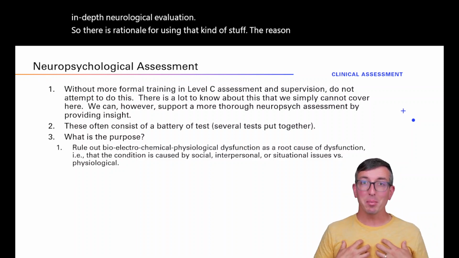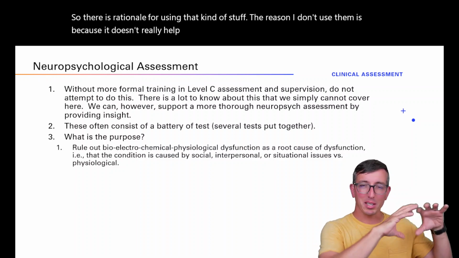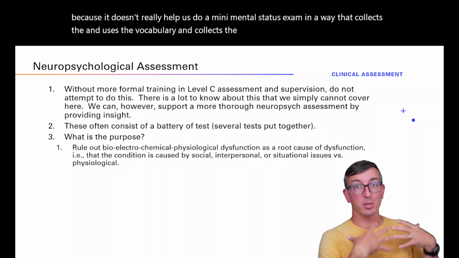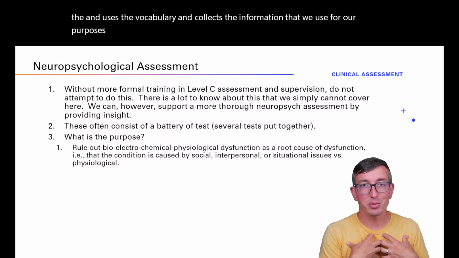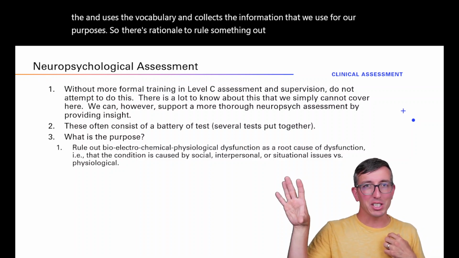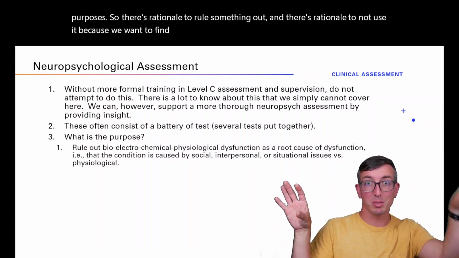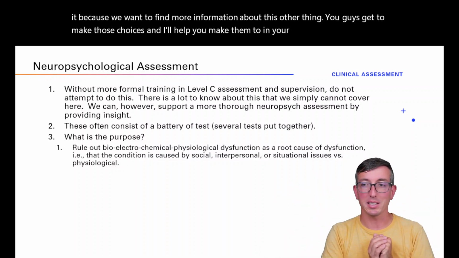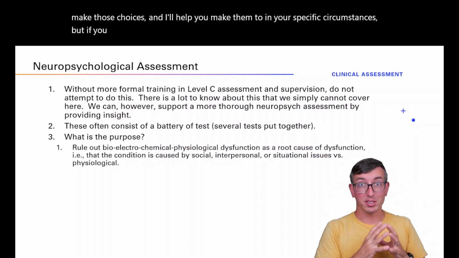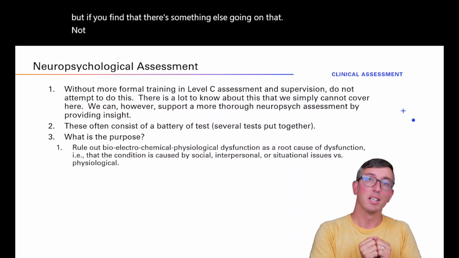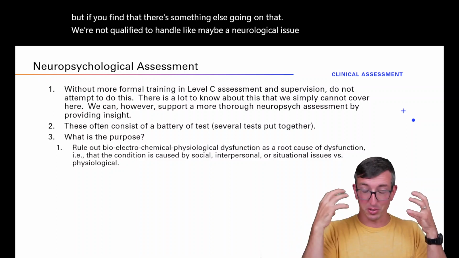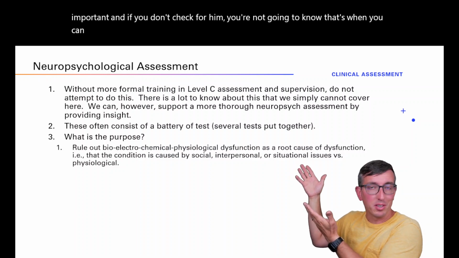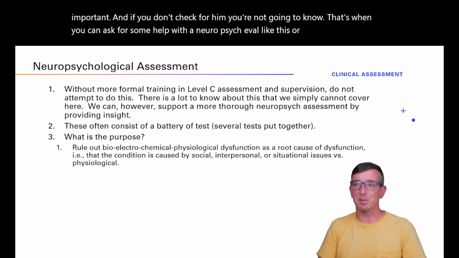The reason I don't use them is because it doesn't really help us do a mini mental status exam in a way that collects and uses the vocabulary and the information that we use for our purposes. So there's rationale to rule something out, and there's rationale to not use it because we want to find more information about this other thing. You guys get to make those choices, and I'll help you make them too in your specific circumstances. But if you find that there's something else going on that you're not qualified to handle, like maybe a neurological issue, and those are important, and if you don't check for them, you're not going to know, that's when you can ask for some help with a neuropsych eval like this, or a neuropsych assessment.